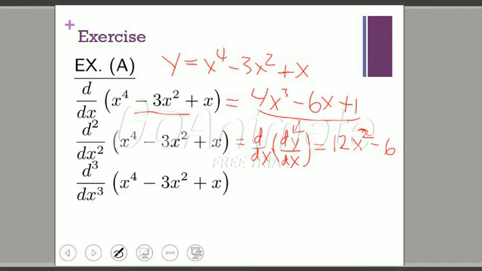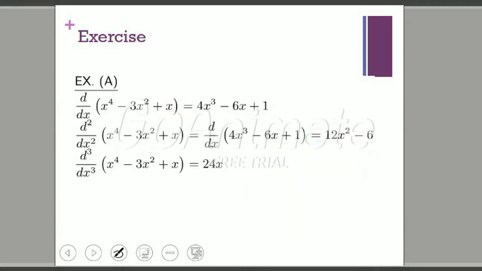Right? And finally, the third derivative is just the derivative of the second derivative. The second derivative, which is exactly this guy here, put into here. So then you get the derivative of this is just 24x. Okay. My writing is quite messy, so this is a nicer representation here.